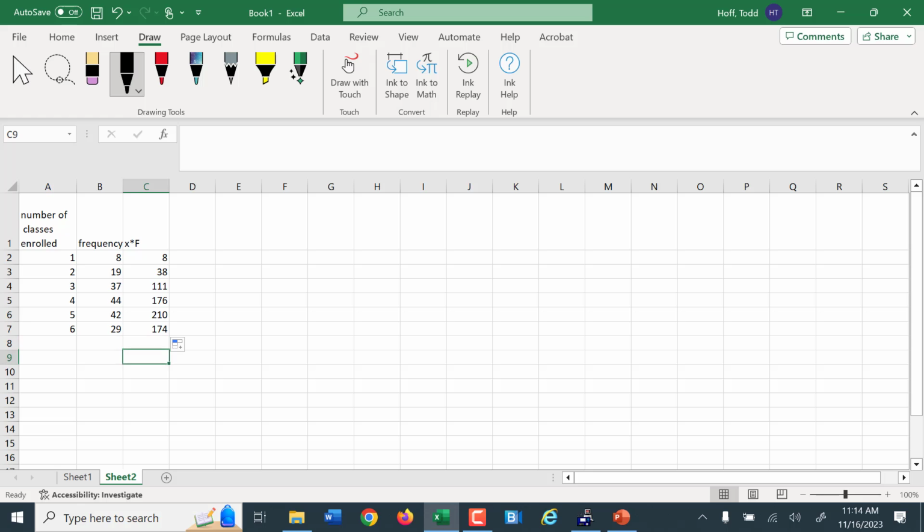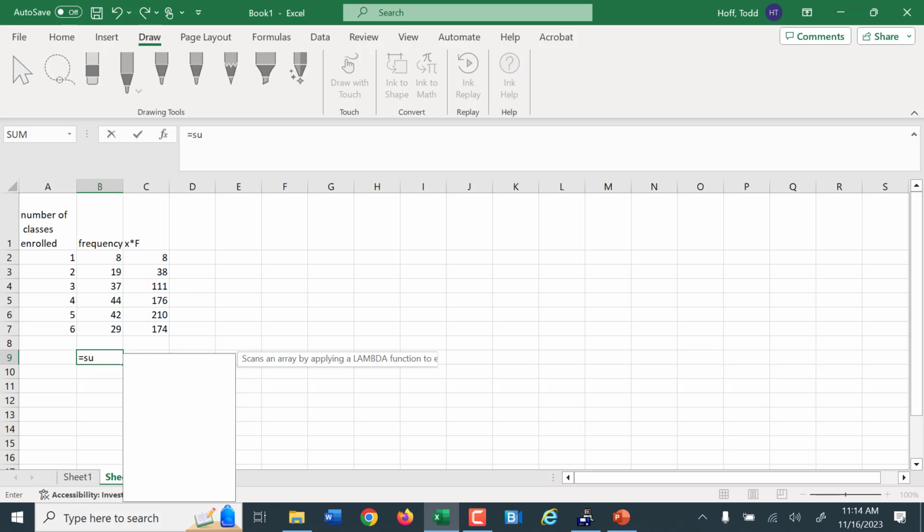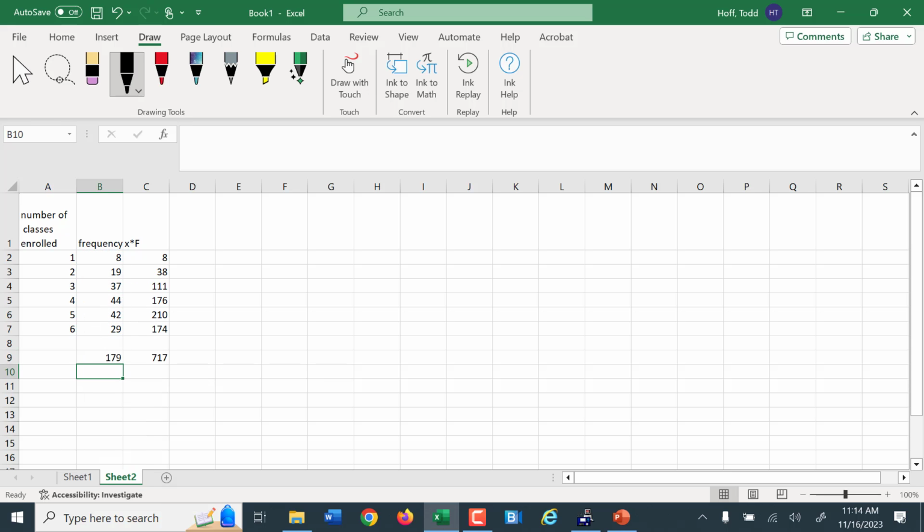So I'll drop down here, equals sum, open parentheses, and I highlight that list of numbers. And Excel will give me the sum of that set. The same here, equals sum, open parentheses. I need the total frequency as well to divide.